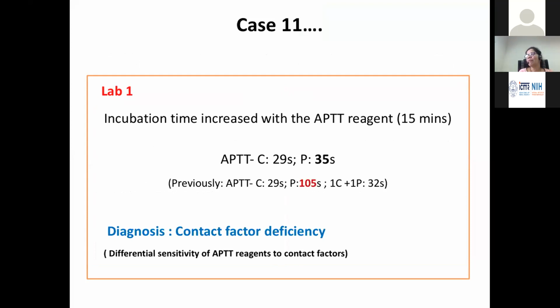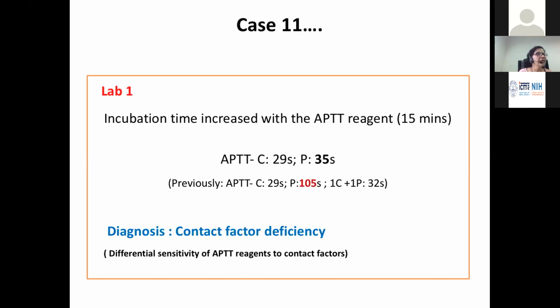So the first lab, whichever has done this test, their APTT was contact factor sensitive. So the APTT was prolonged, and when they incubated it further, the APTT was shortened. So this is a contact factor deficiency. And the second lab was using an APTT reagent which was insensitive to contact factor. That is the reason they got the APTT normal and the first lab did not. The patient did not have any bleeding history as well, because the contact factors and factor 12 do not result in any bleeding. They just prolong your APTT.